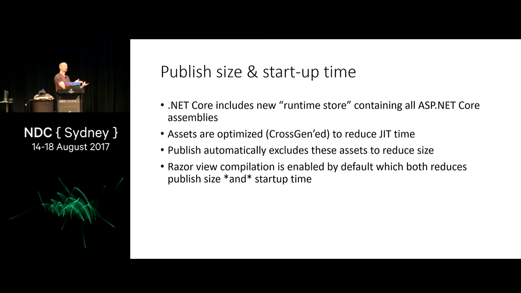So all the things that you put into the runtime store, which includes all of ASP.NET Core and Entity Framework Core and all the stuff that we depend on, it gets pre-jittered so that your application startup time is better. So that's good. And you don't have to publish them with your application because they're already in the runtime store. They're part of the .NET Core installation. Okay? So now when you publish your applications, they're much, much, much smaller by default. Lastly, the Razor View compilation is turned on by default, which also drastically reduces the size of the output of your published app and improves startup time. So we'll have a look at those things.